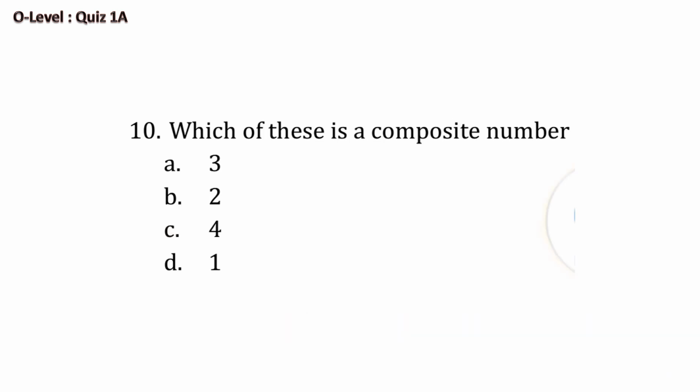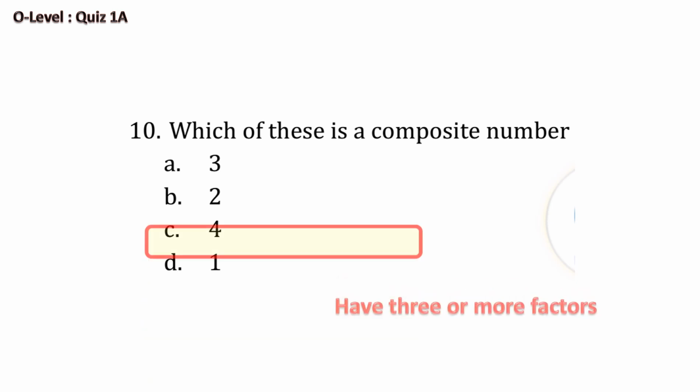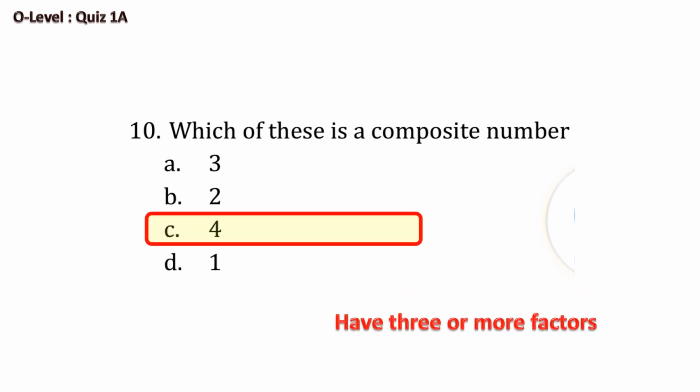Which of these is a composite number? Of course, we have just seen the only composite number here is 4. And a composite number has 3 or more factors.